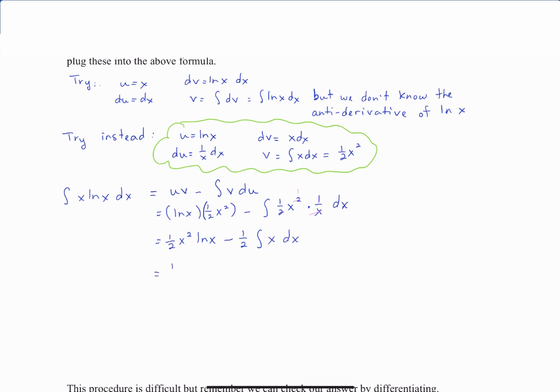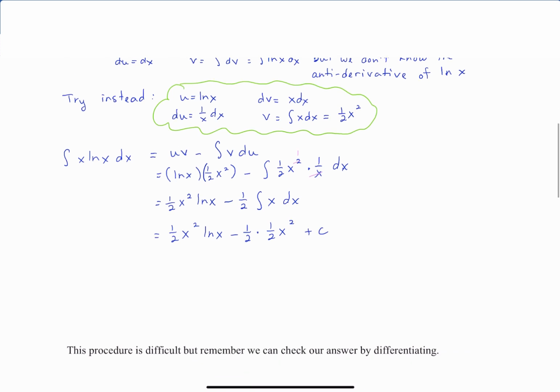That we can evaluate. So we'll have 1/2 x squared ln of x minus 1/2 times, and the integral of x is 1/2 x squared. And then I need a plus c because it's an indefinite integral. And there we go. We don't have any more integral signs in our problem. We're left with 1/2 x squared ln of x minus 1/4 x squared plus c.